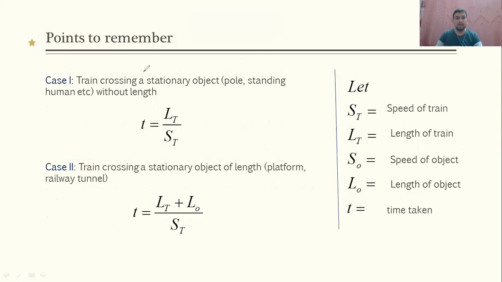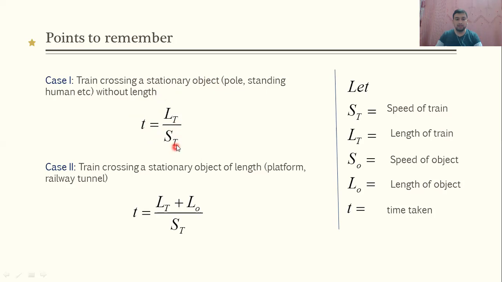Let us see Case 1. Train crossing a stationary object. So the object is stationary. A stationary object can be in the form of a pole, which cannot be moving, or a standing human. So no length of the object is given, and the object is stationary. In that case, how will you calculate the time taken by the train?